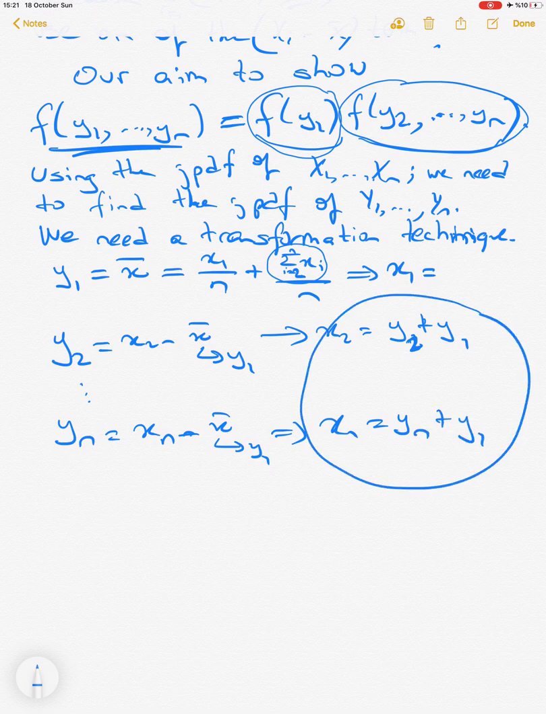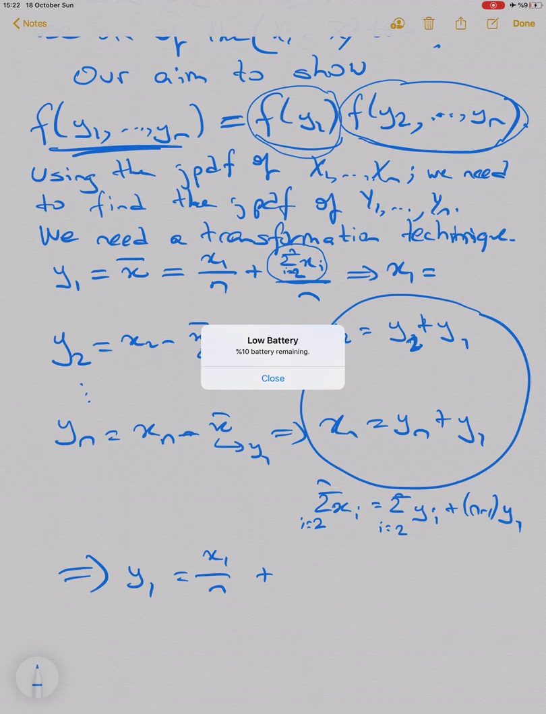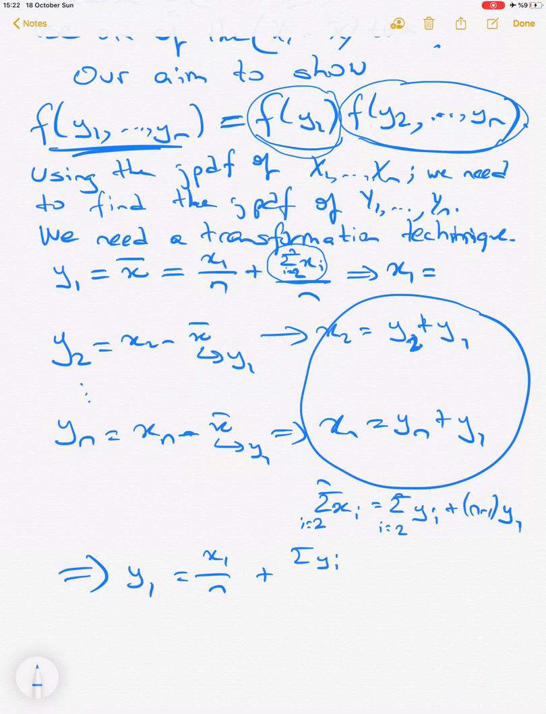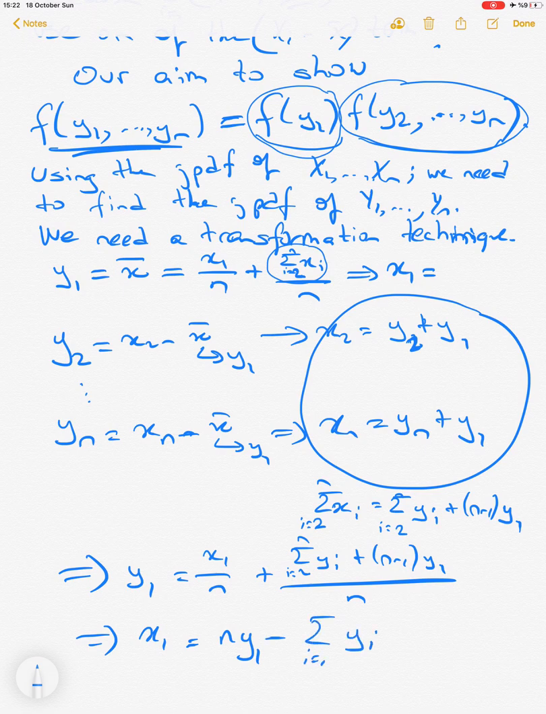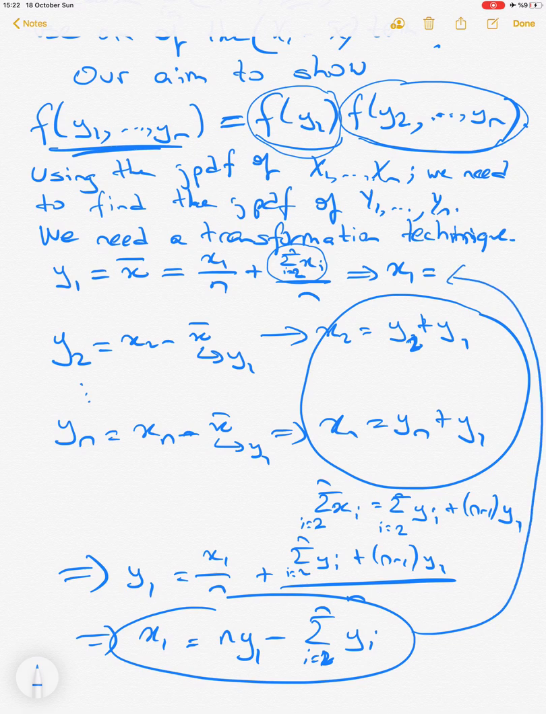Okay, so using all these, when we sum all the xi values, i from 2 to n, we end up with the summation of yi values, i from 2 to n, plus n minus 1 times y1. Okay, then in the y1 formula we have x1 over n plus, instead of the sum, the summation of yi plus n minus 1 y1, from 2 to n, over n. Then our x1 can be written as n times y1 minus the summation of yi from 2 to n. Okay, so we can write x1 this way.